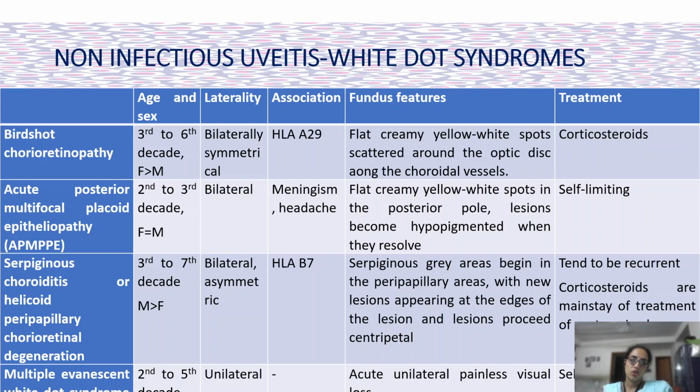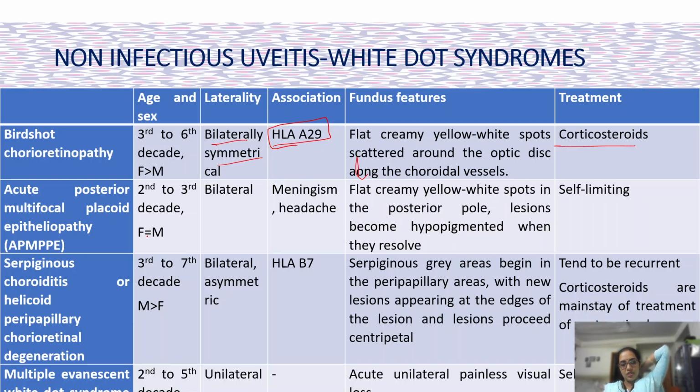So birdshot chorioretinopathy, usually seen more in females. All these white dot syndromes tend to be more in women. So more in women, third to sixth decade, usually bilaterally symmetrical, associated with HLA-A29. So you might have to remember a few HLA associations when you are dealing with uveitis. I think we have already covered that in the first class. So what do you see on fundus? Flat, creamy, yellow-white spots scattered around the optic disc and along the choroidal blood vessels. So the treatment here is corticosteroids.